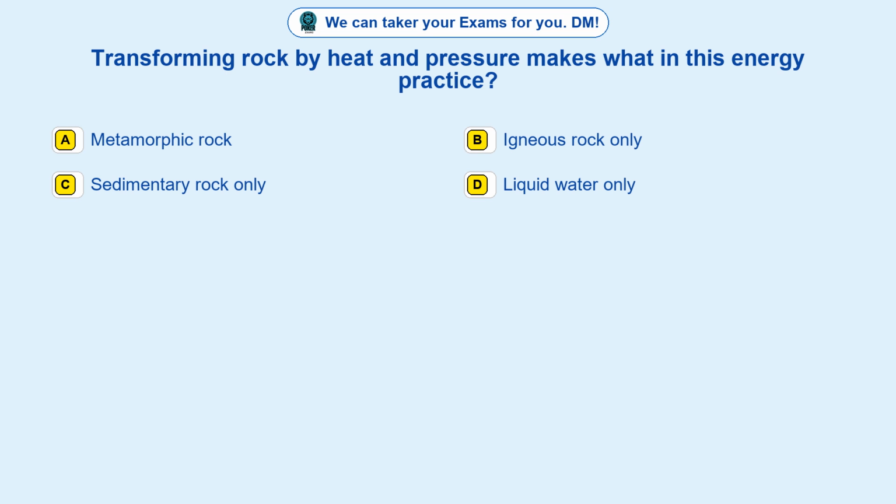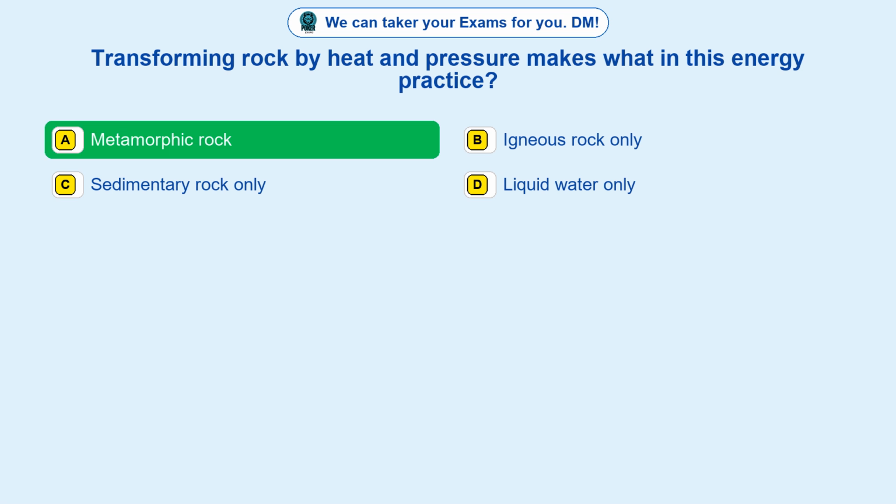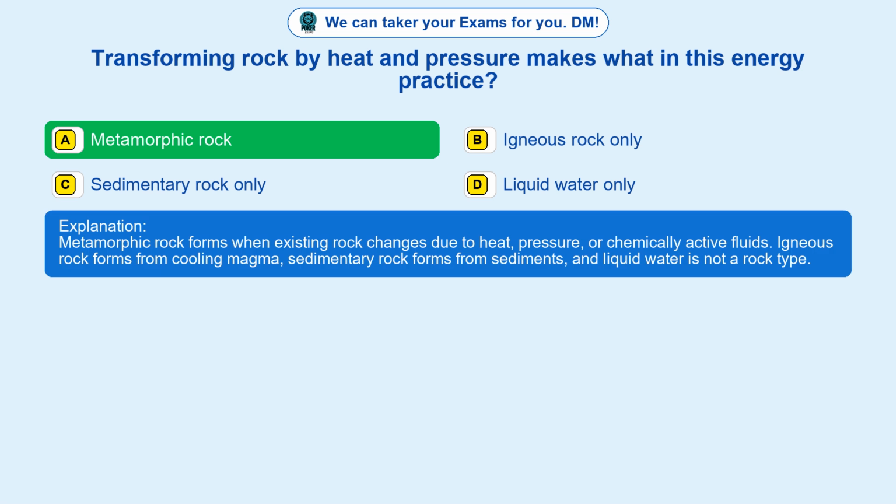Question 86. Transforming rock by heat and pressure makes what in this energy practice? Option A, metamorphic rock. Option B, igneous rock only. Option C, sedimentary rock only. Option D, liquid water only. The correct answer is option A, metamorphic rock. Metamorphic rock forms when existing rock changes due to heat, pressure, or chemically active fluids. Igneous rock forms from cooling magma, sedimentary rock forms from sediments, and liquid water is not a rock type.